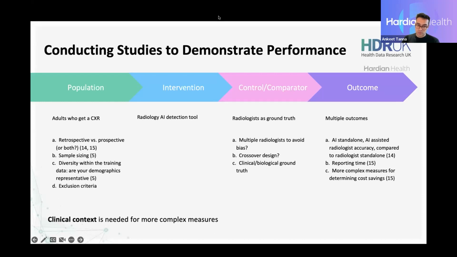Does that unit of the software work? Does the heat map or the contouring work? So that's all analytical validity. And then finally, you want to think about conducting a study to demonstrate the clinical performance.